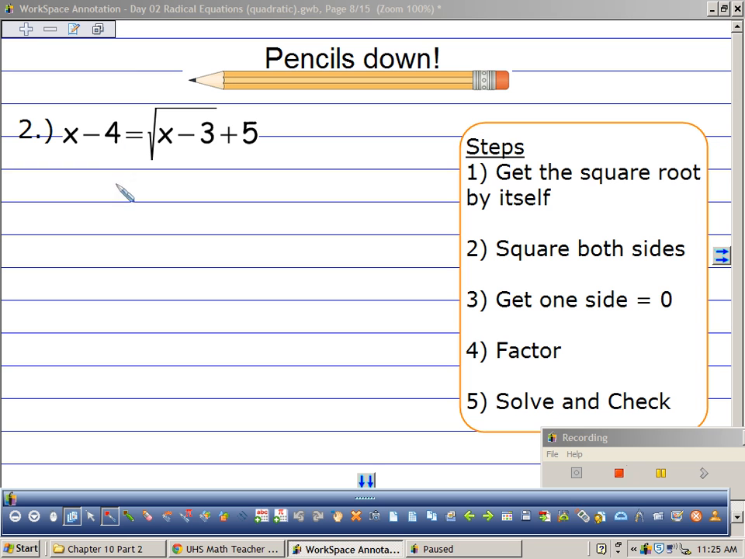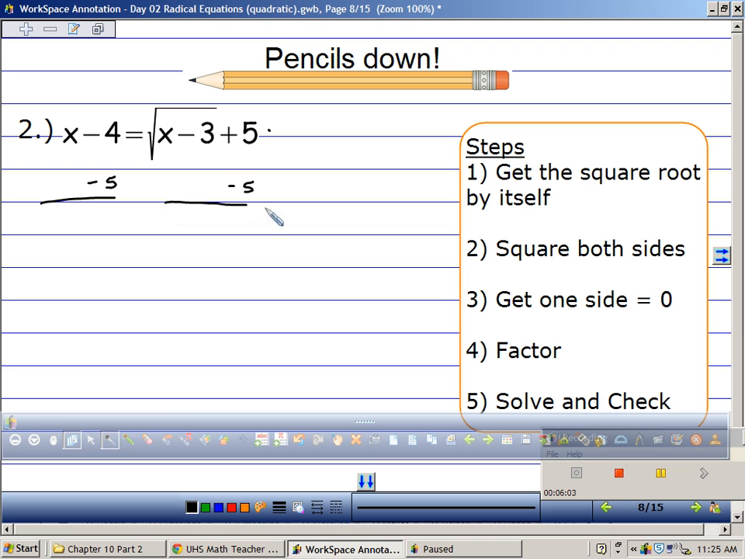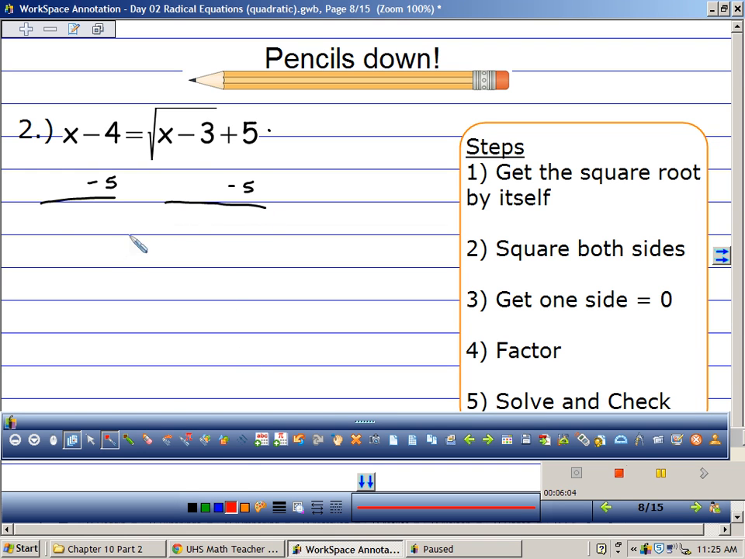So my first step is get the square root by itself. I'm going to do it with black first. Sorry, not add 4, subtract 5 from both sides. And I get x minus 9 equals the square root of x minus 3.